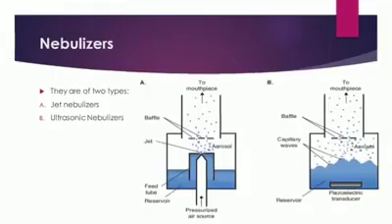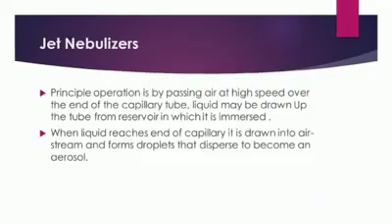Nebulizers. Nebulizers are of two types: jet nebulizers, ultrasonic nebulizers. Jet nebulizers. Principle of operation is by passing air at high speed over the end of the capillary tube. Liquid may be drawn up the tube from reservoir in which it is immersed. When liquid reaches end of capillary, it is drawn into airstream and forms droplets that disperse to become an aerosol.